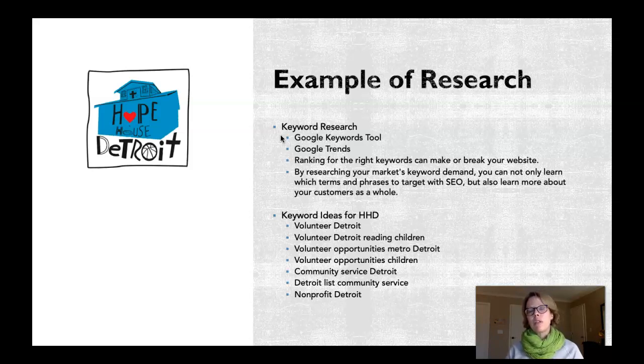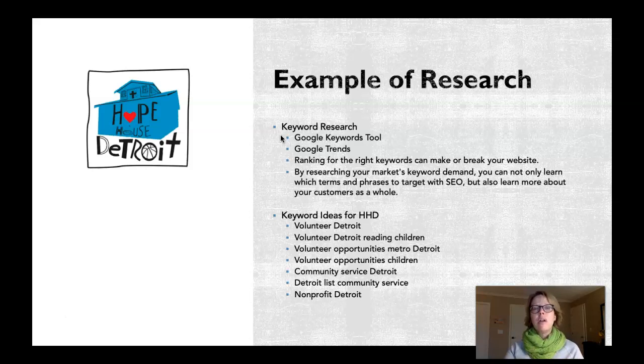So we did research, and one of my groups came up with some of these terms. These are keywords that people would search for, like Volunteer Detroit, Volunteer Detroit Reading Children, Community Service Detroit, those type of things. Those are the keywords that people would be putting into their Google search, and that might help them land on a Hope House Detroit website or blog, that type of thing. We'll come back to more things that we discovered for Hope House Detroit after we talk about each different category.